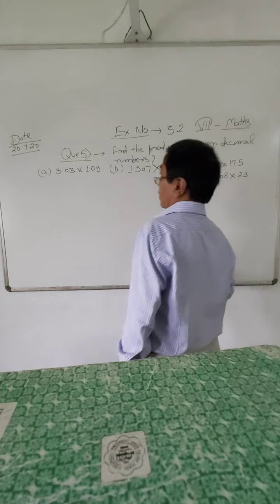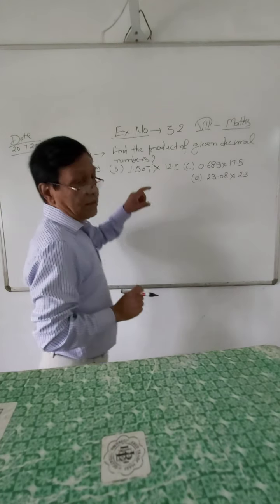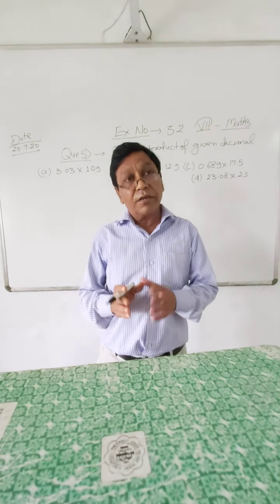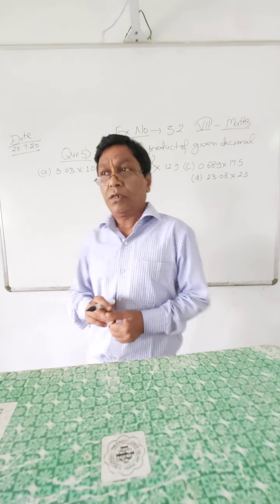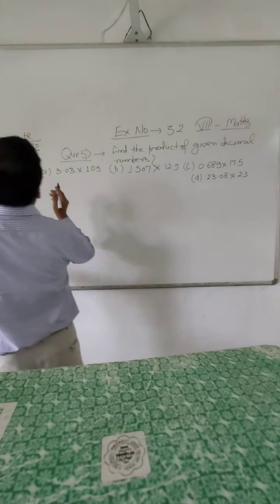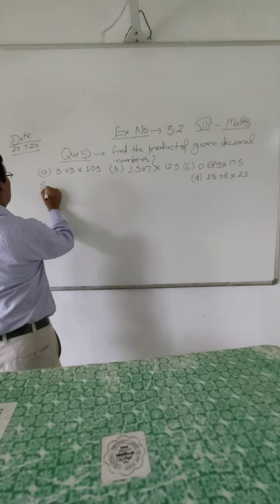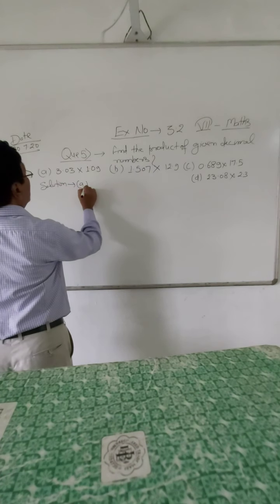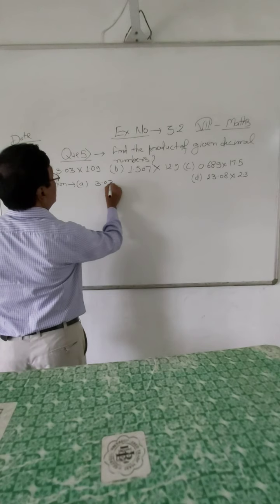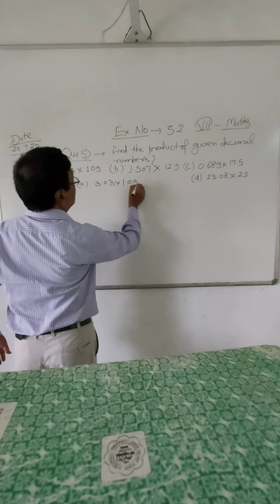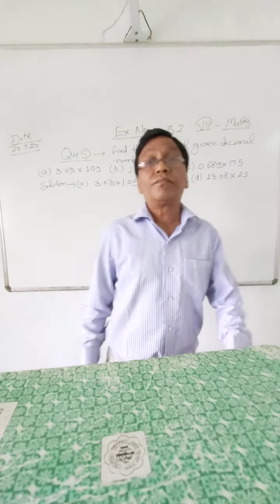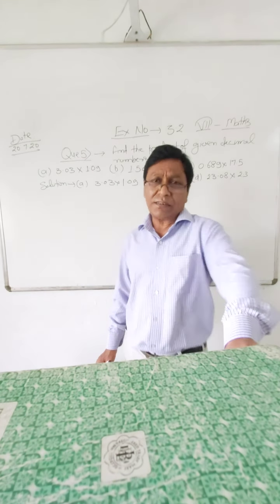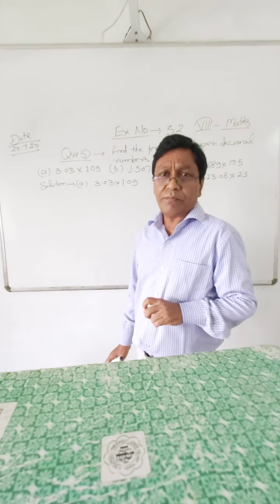In this question number 5, A, B, C, D, 4 questions are given to you, and they are related to the product of different decimal numbers. So solve one by one. Take the solution of question number A, 3.03 multiplied by 1.09. This product is very easy.